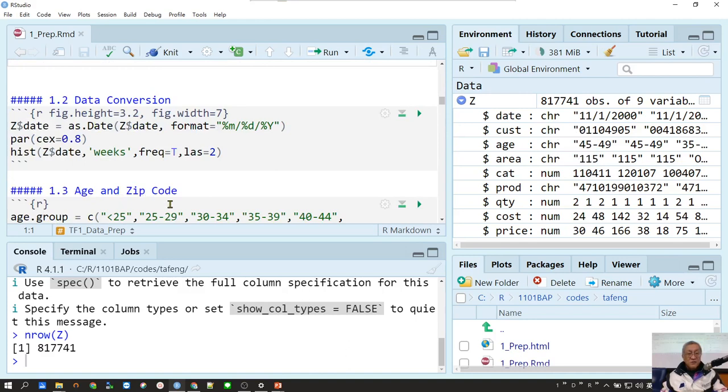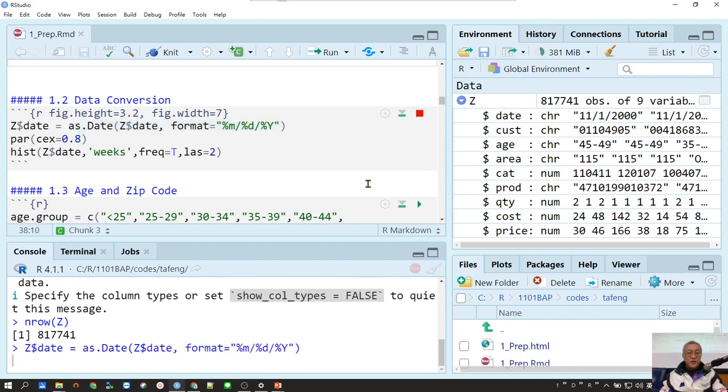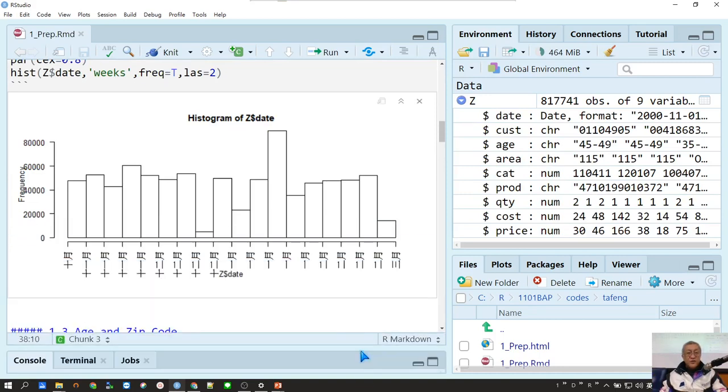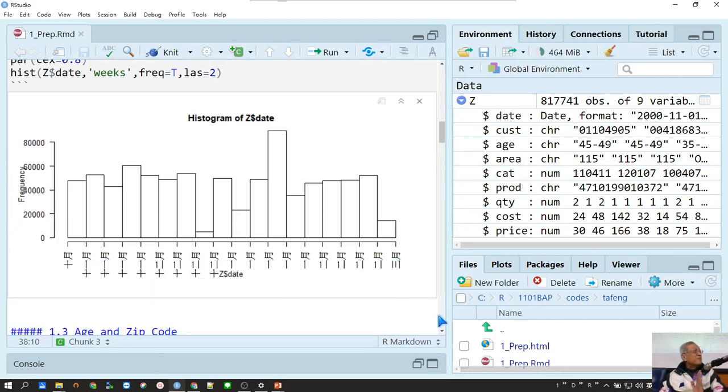Now, after we convert, as you can see, I do the conversion and put the result back to the same column, right? We don't need to create a new column. After we do the conversion, we just put it back, and then we can do the histogram. So you can see that this is a very short period of time, right?